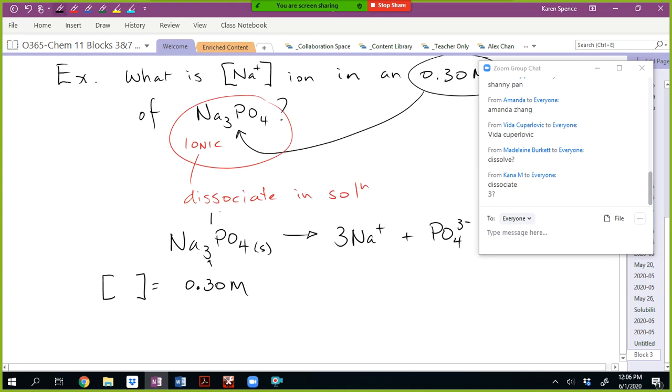Now, here we have a 1 to 3 to 1 ratio. So, if we have a 1 to 3 to 1 ratio, what will the concentration of sodium be? There's our concentration of sodium phosphate. If the concentration of sodium phosphate is 0.3, then with that 1 to 3 to 1 ratio, what is the concentration of the sodium ion?